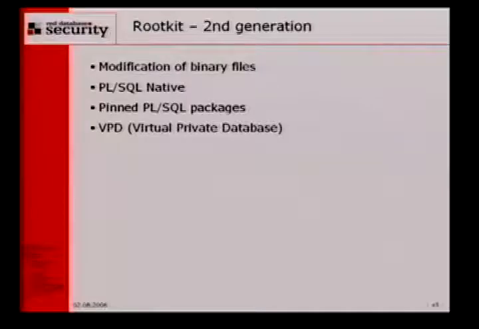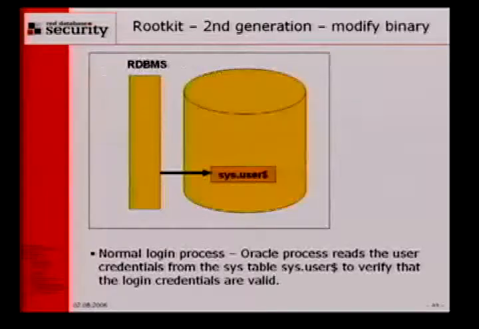I found different ways to implement a second generation rootkit. This time we don't modify a view. We are trying to implement a modification without modifying the data dictionary, where all the packages and views and stuff are stored. The first idea, which is quite easy to implement, is to implement a rootkit by modifying the binary. So what happens during a normal login process? The Oracle executable looks in the table sys.user$, then reads the username and the hash value and compares this data with the login data.